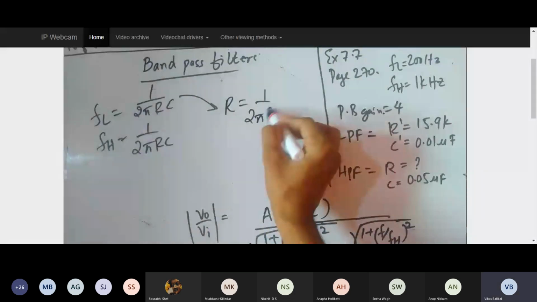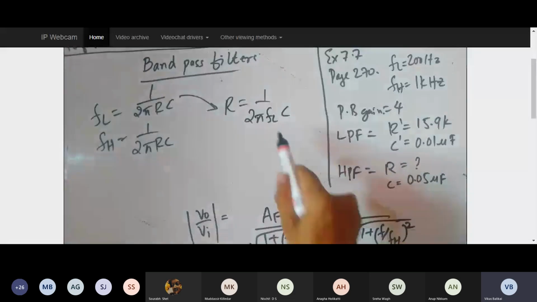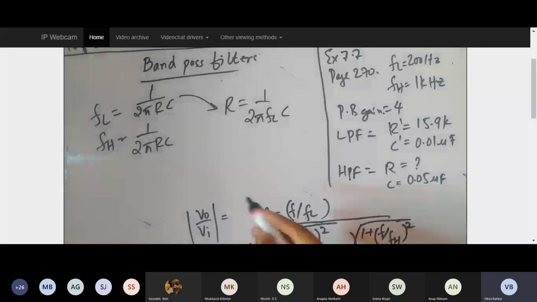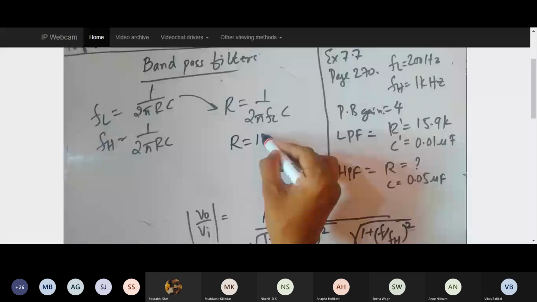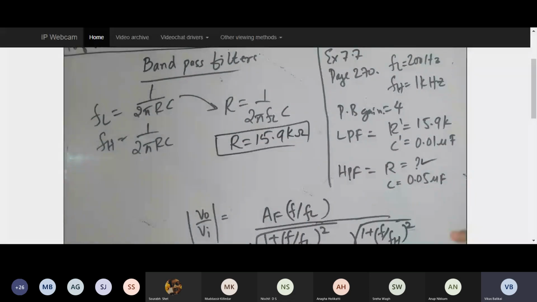So everything has been given. C is given as 0.05 microfarad. FL has been given as 200 hertz. 2 pi I know. If I calculate the value of R, I am going to get it as 15.9 kilo ohm. So now I have achieved the R dash, C dash values for the low pass filter and obtained the values of R and C for my high pass filter, and accordingly I can construct my filter.